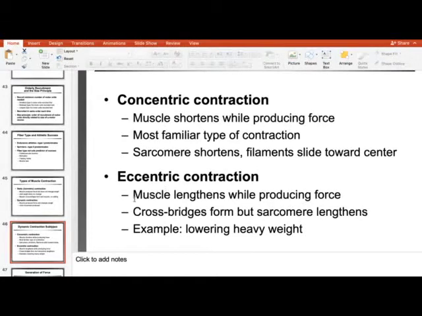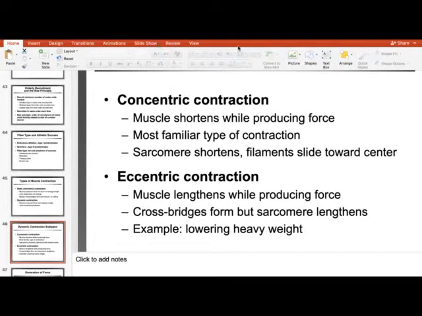In this case, the eccentric muscle contraction is producing force, but it's getting longer. So over here it says lowering a heavy weight. Like if I'm doing a bicep curl and the bicep is shortening and the weight is going away from the ground, then that's a concentric muscle contraction. And typically with eccentric muscle contractions, the weight is going towards the ground. You're lowering a heavy weight.